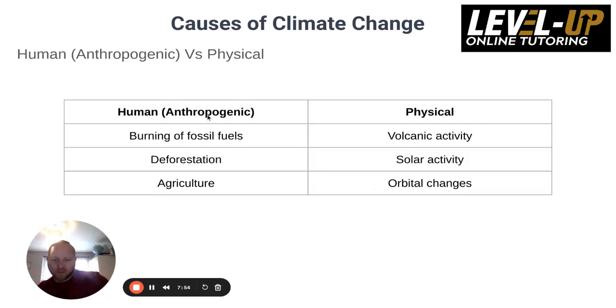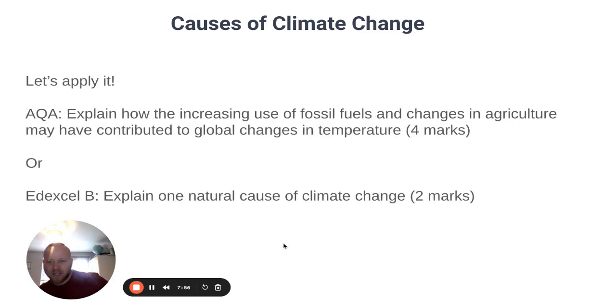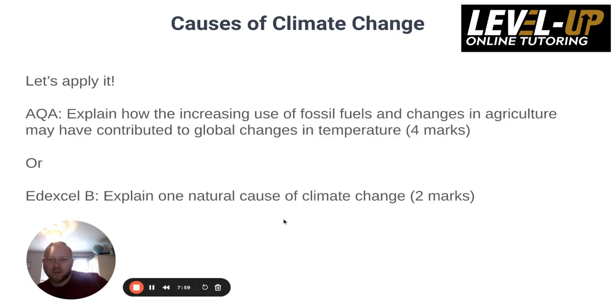Then we've got the causes we've talked about, just being aware of which goes into which. And here's some example questions. We have AQA. Explain how the increasing use of fossil fuels and changes in agriculture may have contributed to global changes in temperature. So 2 marks for each one. Burning fossil fuels enhances the greenhouse effect, carbon dioxide, making the earth warmer. And agriculture, same. You could talk about the deforestation to make room. You could talk about the methane that's being released thanks to the cows farting. But don't write cows farting in your exam.